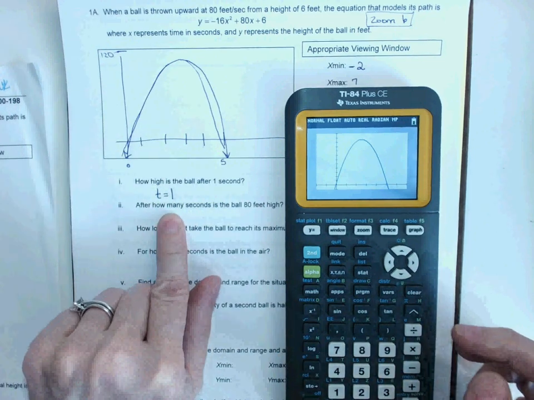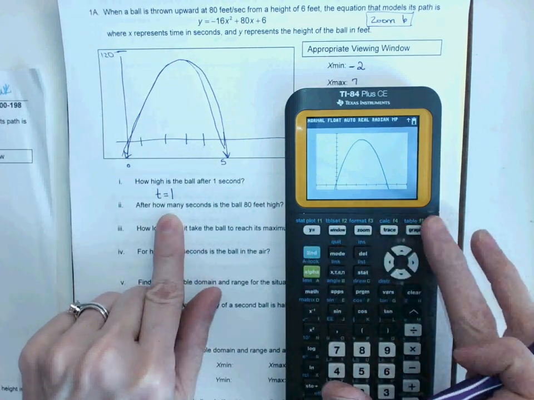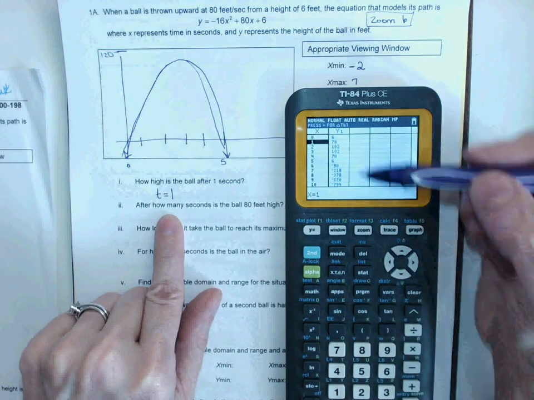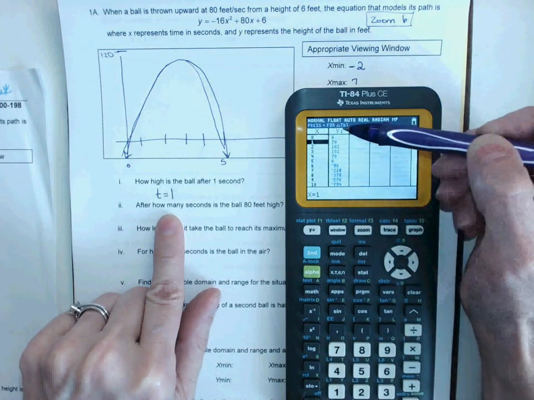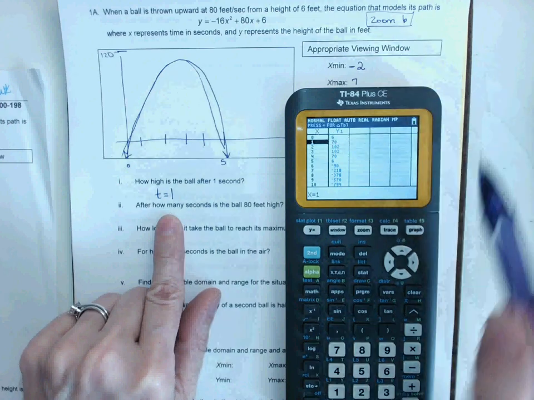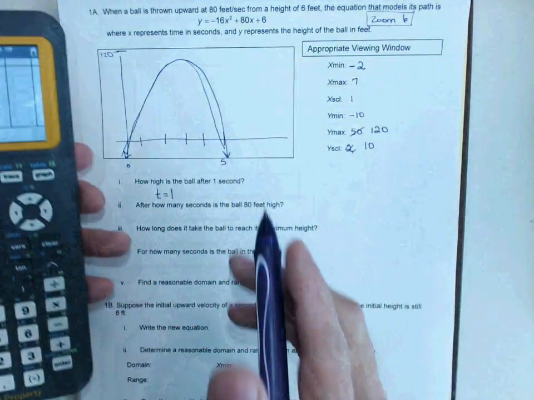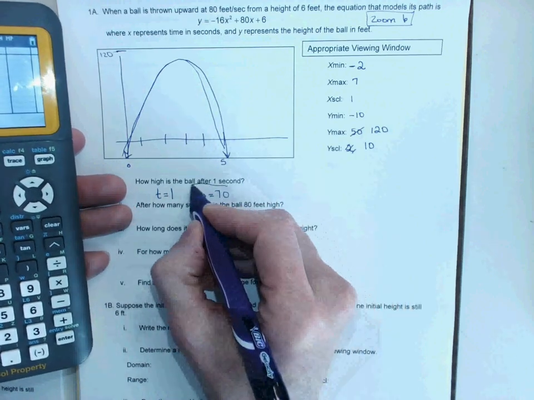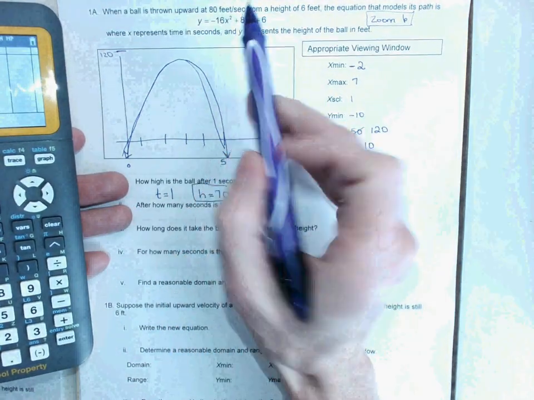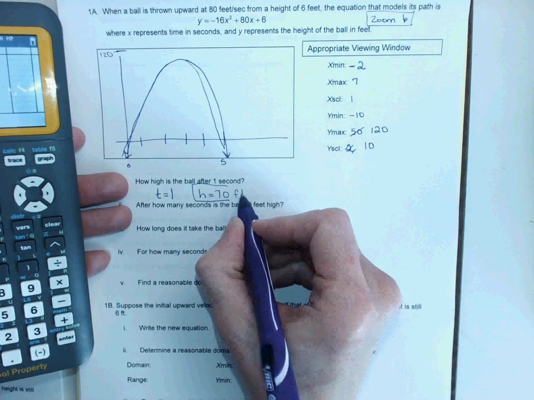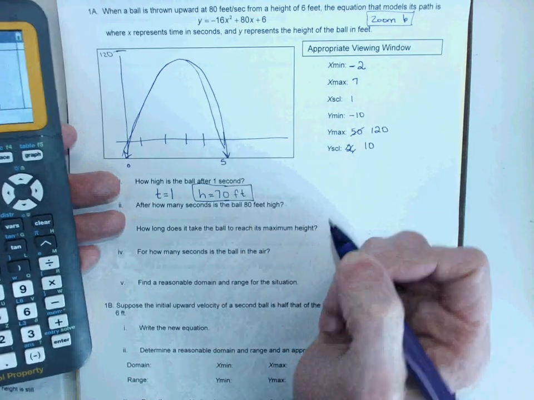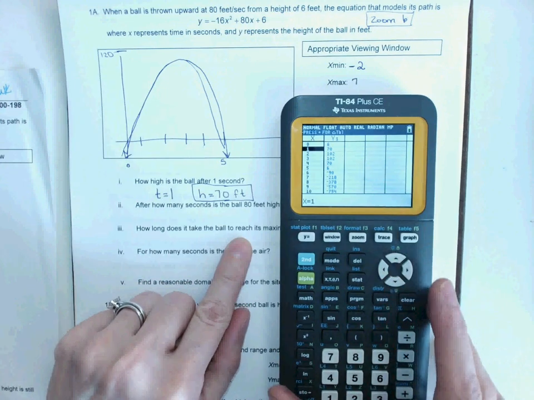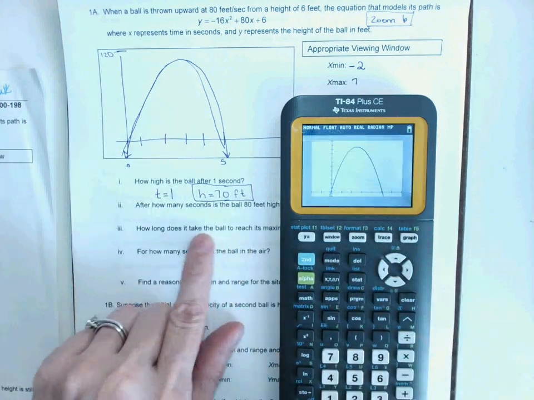So if t is 1, let's go to our table. And remember, our x's were t and our y's were height. So if t is 1, y, or h, is 70. Are we in feet? Yeah, we're in feet. It's a good idea to put your units. And I got that from the table. Let's go back to the graph.